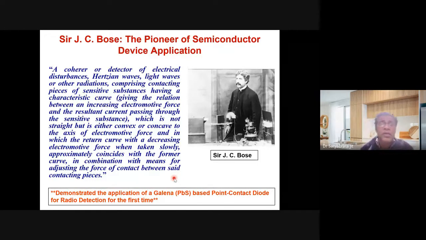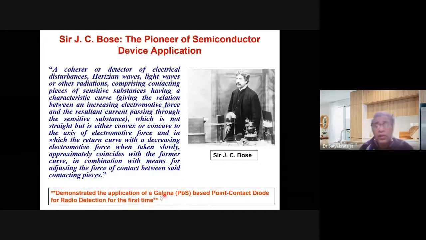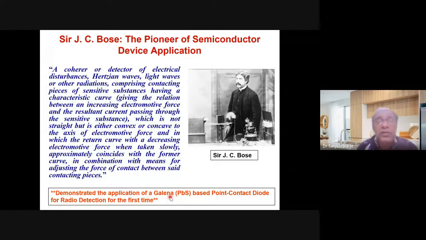And then he observed that while we are increasing the potential or voltage, and then once we are decreasing it, it also follows the same characteristics. So that was the first characteristic of a diode reported by Sir J.C. Bose. Only the thing is that he used the material galena, that is lead sulfide. So that was the first device in history.